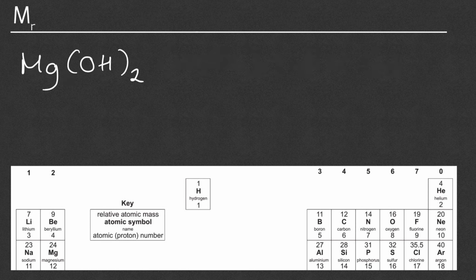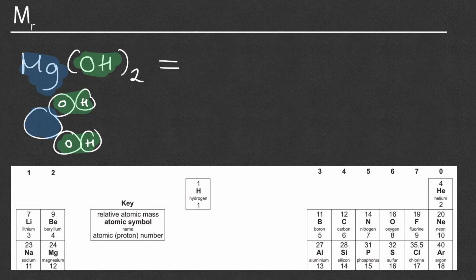If we're looking at magnesium hydroxide, we've got some brackets and then a little number. So let's look at what this compound looks like. In magnesium hydroxide, we've got 1 magnesium atom, and then we've got 2 lots of everything inside the brackets. So we've got 2 lots of OH. So we've got an OH, an oxygen and a hydrogen up here, then another oxygen, hydrogen down here. So let's look at how we could put this into the equation.